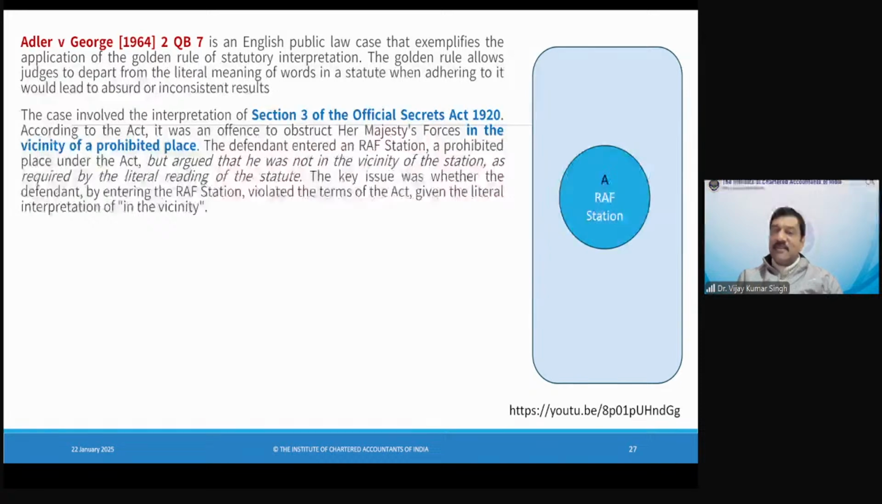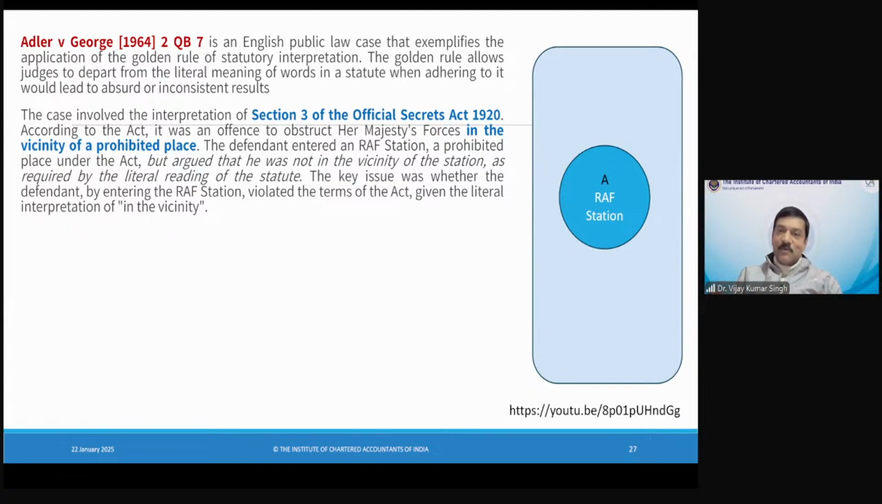That is the light blue area. The dark blue area was the RAF station. So he said that I was in the prohibited place and not in the vicinity of the place. He said that if you read it literally, in the vicinity means nearby, not inside. So the key issue was whether the defendant, by entering the RAF station, violated the terms of the Act or not, given the literal interpretation of the term in the vicinity.